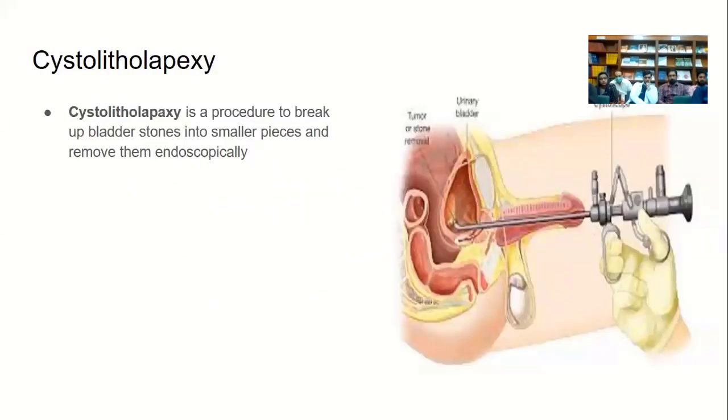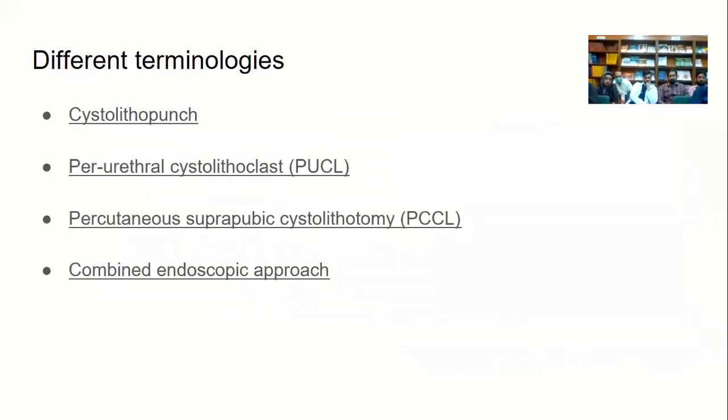Then there is cystolithotripsy. It is a procedure to break up the bladder stone into small pieces and remove them endoscopically. There are different terminologies which are used. For example, cystolithopunch, in which mechanical energy is used to fragment the stone. Then there is urethral cystolithoclast, in which a lithoclast is introduced to fragment the stone. Then percutaneous suprapubic cystolithotomy, in which a tract is made over the abdomen and the sheath is placed through it. And then a combined endoscopic approach from both the suprapubic region and perurethral.